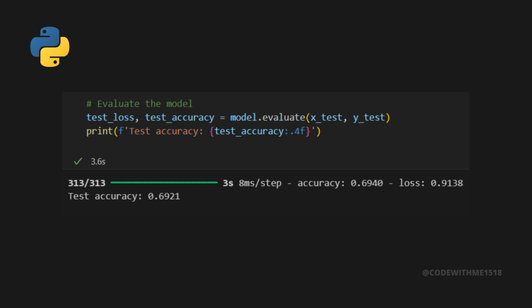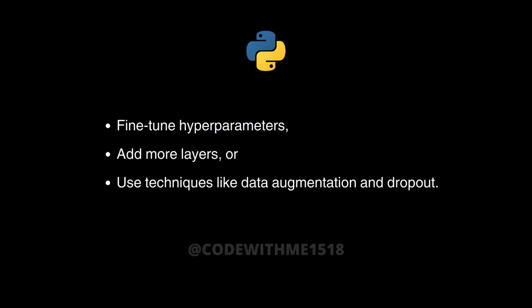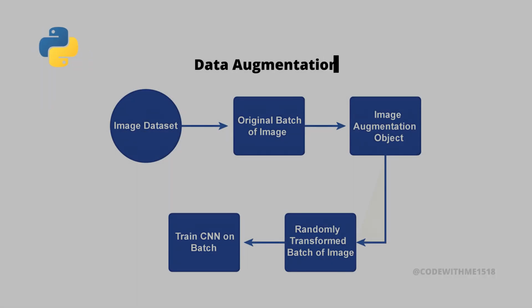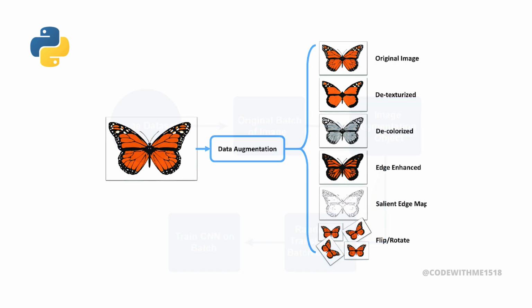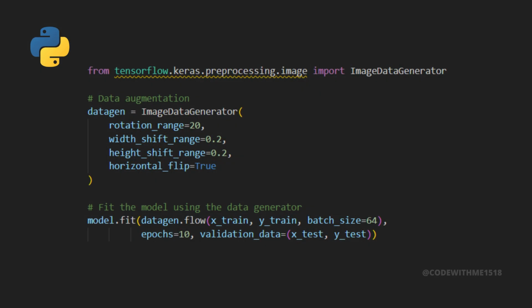To improve this, we can fine-tune hyperparameters, add more layers, or use techniques like data augmentation and dropout. By using data augmentation, we can improve our model's robustness and potentially achieve better performance.